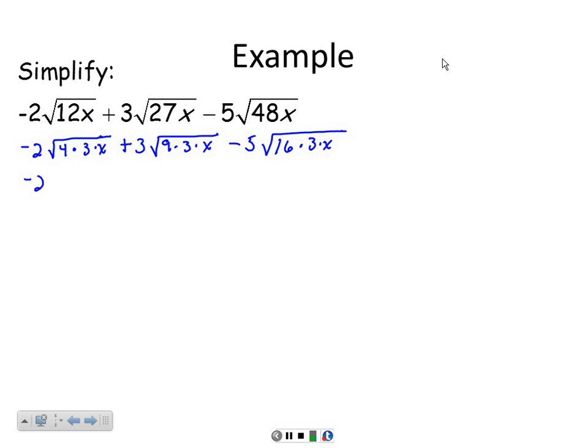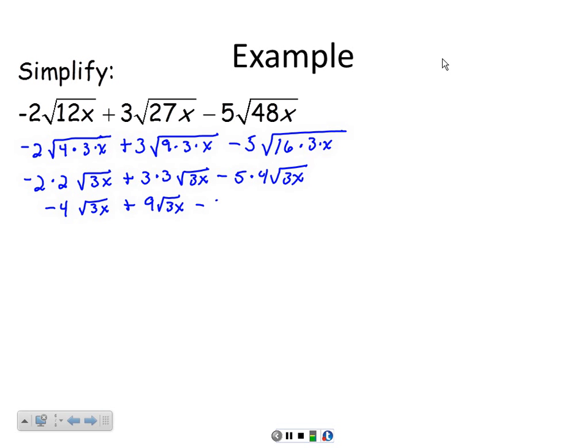Take the square root where you can. The square root of 4 is going to be 2, so it's going to come out, and you can't take the square root of 3 or just 1x. Square root of 9 is going to be 3, so that's going to leave me with 3x underneath. And the square root of 16 is 4, and the 3x stays underneath. Let's finish our multiplication. So we have negative 4 square root of 3x plus 9 square roots of 3x minus 20 square roots of 3x.